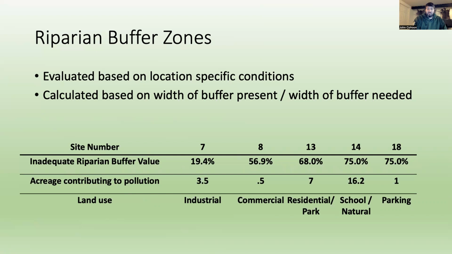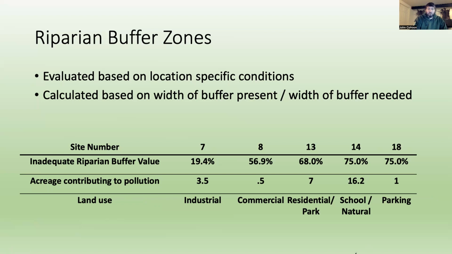And then this second row here, the average acreage, is the average acreage of the landmass uphill of that inadequate riparian buffer that wasn't being properly filtered before that surface runoff entered the creek.